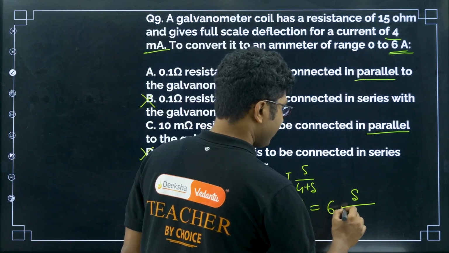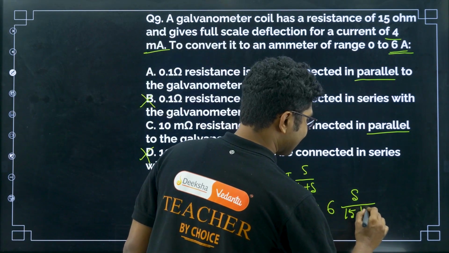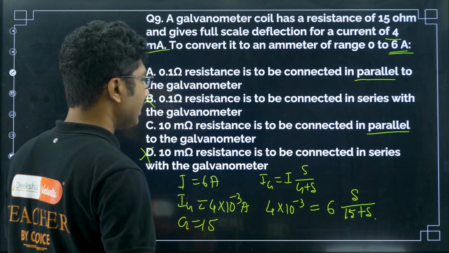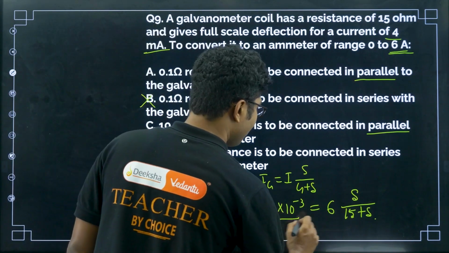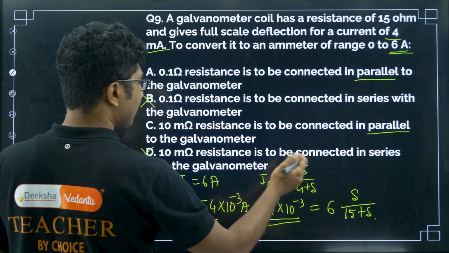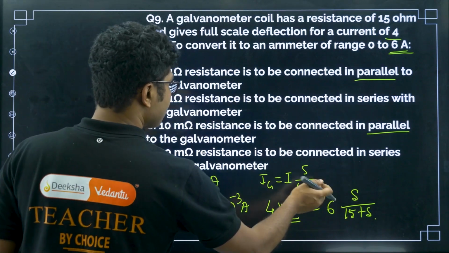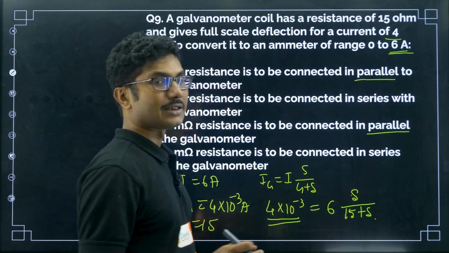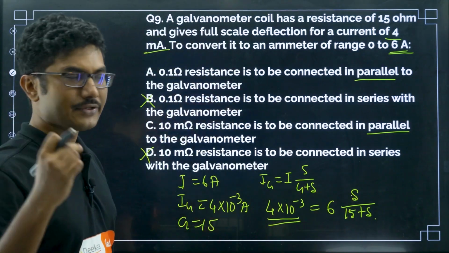Right, now G is 15, plus S. Now here what we will do, we will use a smart trick. See, this value is very small. So when we are doing the cross multiplication, the value of the shunt resistance itself is generally very small.